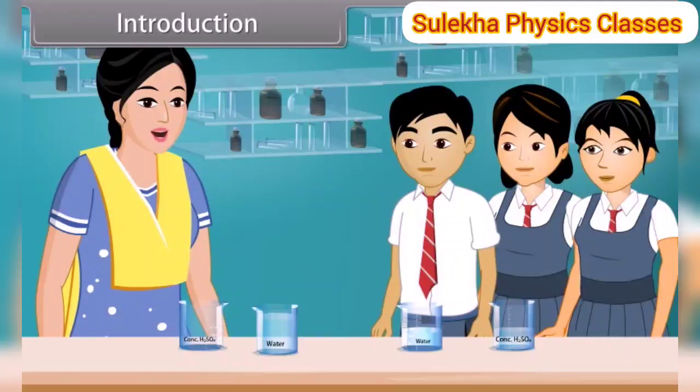As sulfur is an important element of the p-block of the periodic table, today we'll study about the 16th group of the p-block elements.